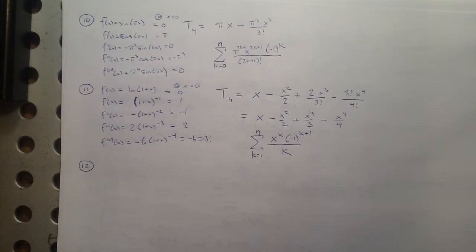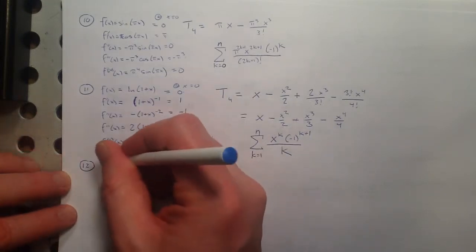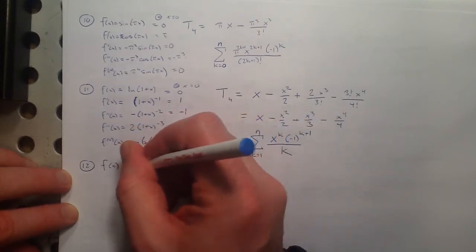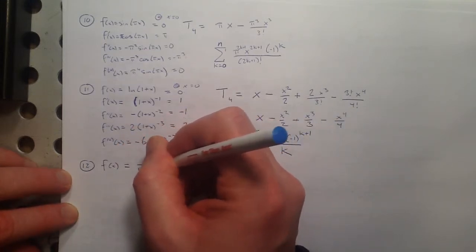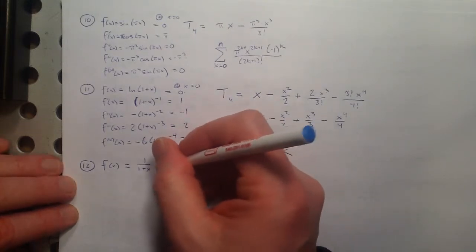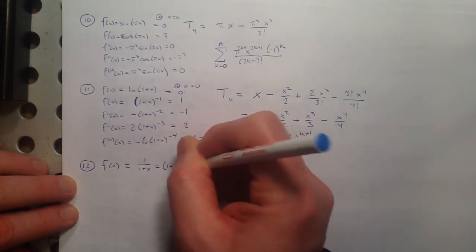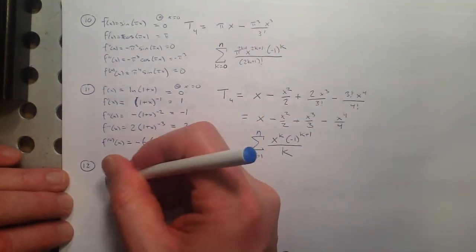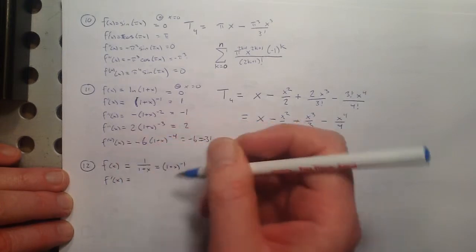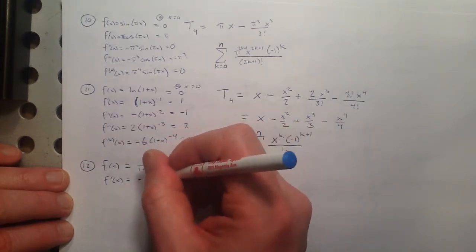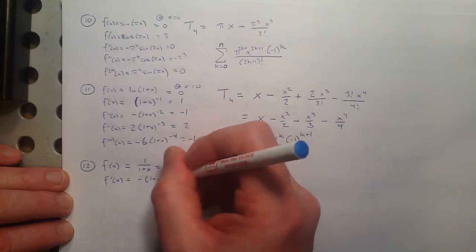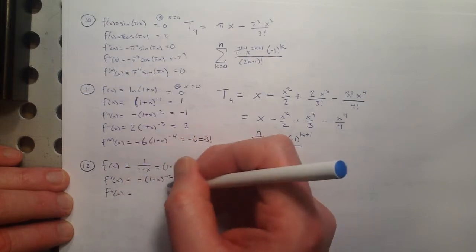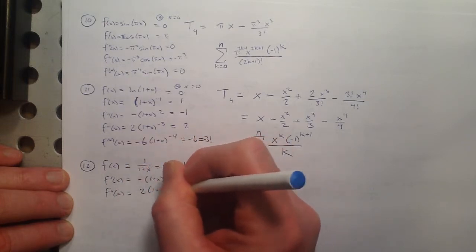Number 12. I have the function 1 over 1 plus x. And for the purposes of taking derivatives, I'm going to think of it like that. And notice that that's the same as this, so we really just did this. We're just one step down the road. So the first derivative is negative 1 times 1 plus x to the negative 2. Just the power rule.